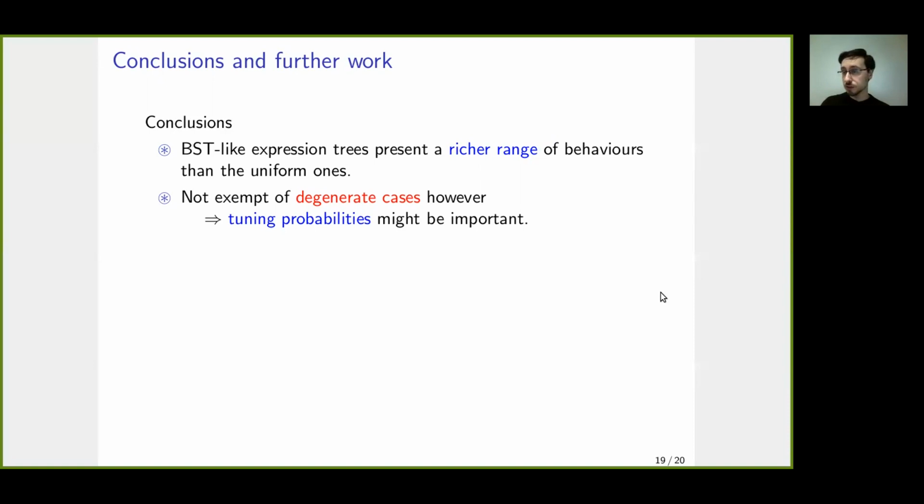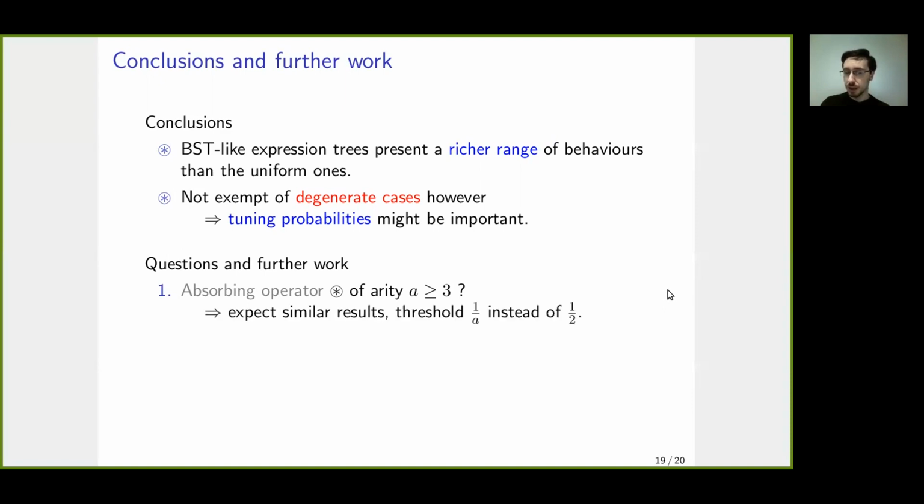And for open questions of future work, a first question would be what happens if the absorbing operator had arity greater than 2. So for example, arity A greater than or equal to 3. Well, then we expect similar results, but the threshold should be 1 over A and not 1 over 2.